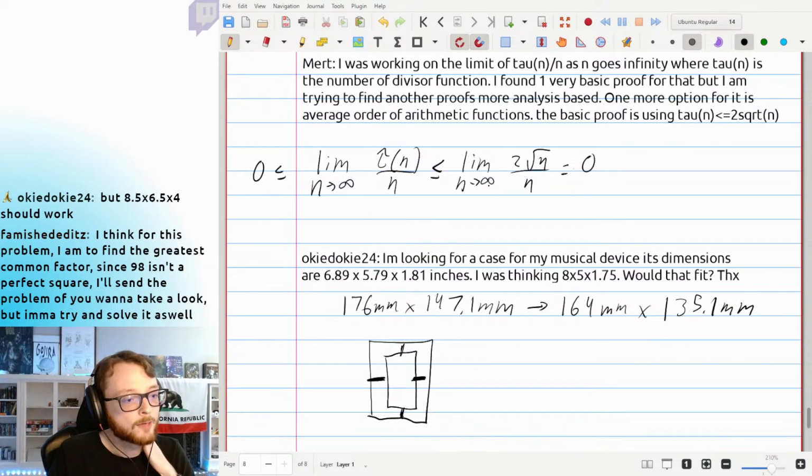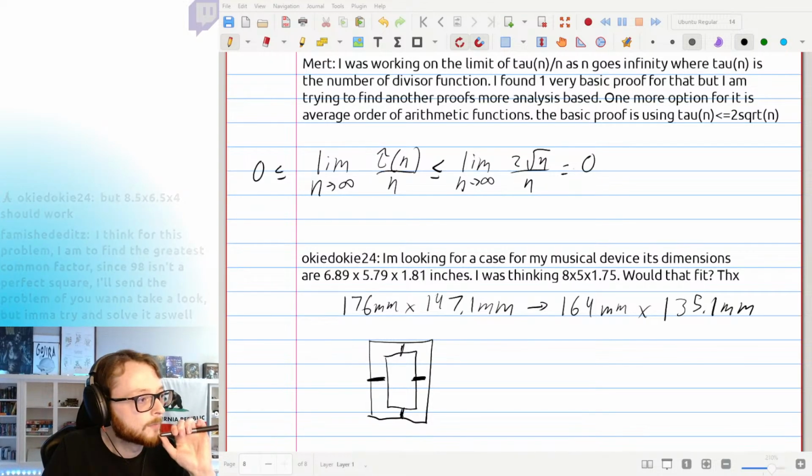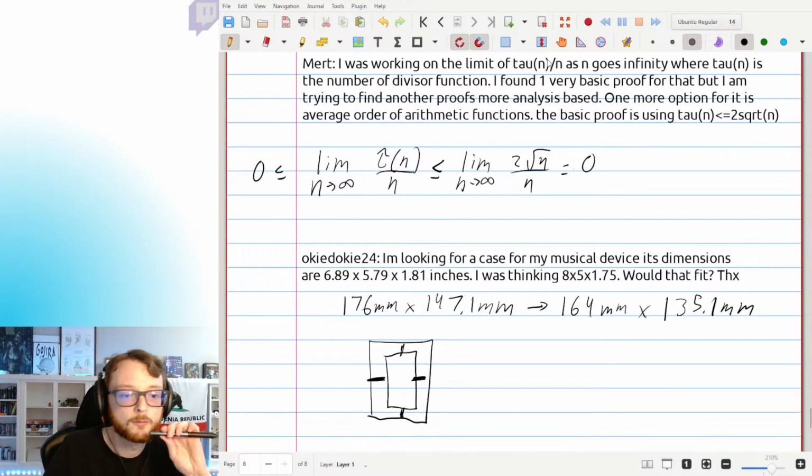Find the greatest common factor, 98 is a perfect square, isn't the problem. Yeah, you can simplify radicals, even if they don't have a perfect square. Oh, that's what they're doing. Okay, you try to solve it first, and let me know if you get stuck.